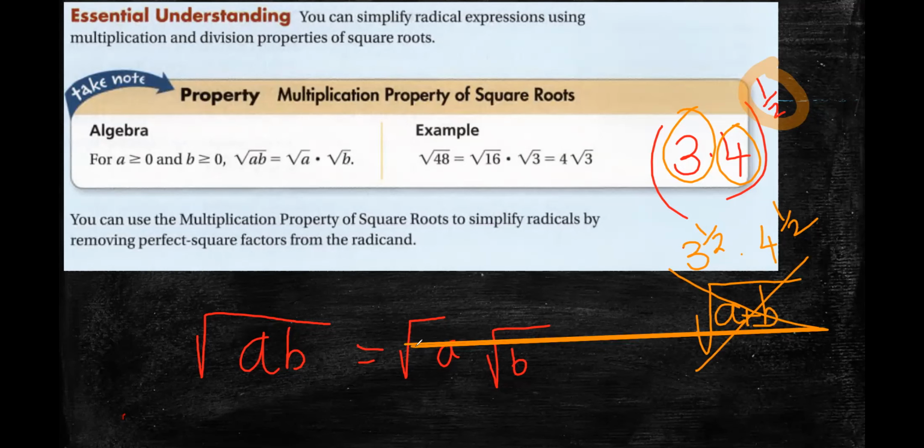Is it clear? Yes, teacher. So only if the two numbers are multiplied or divided, I can distribute the square root. If they are added or subtracted, I cannot. Let's have an example now.